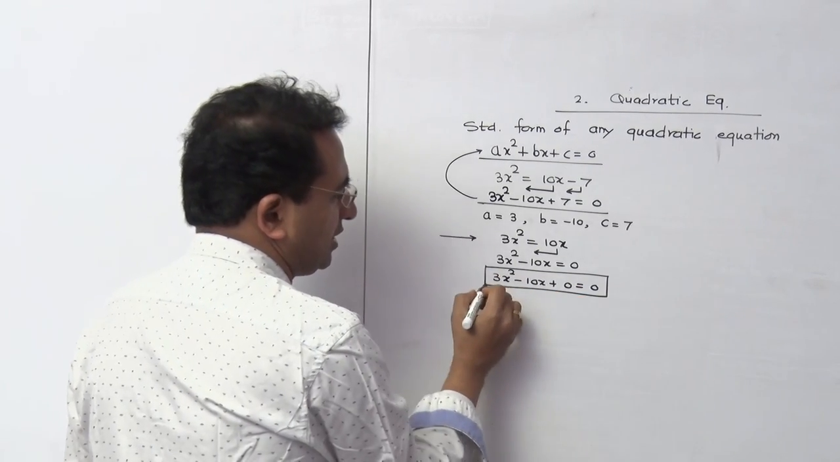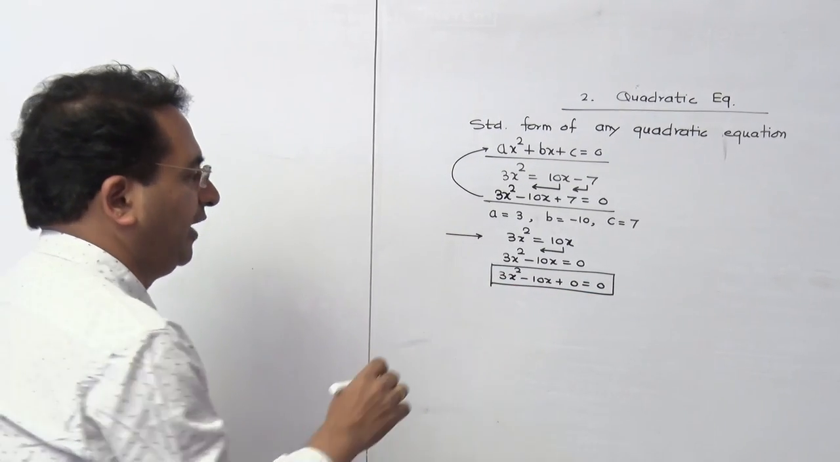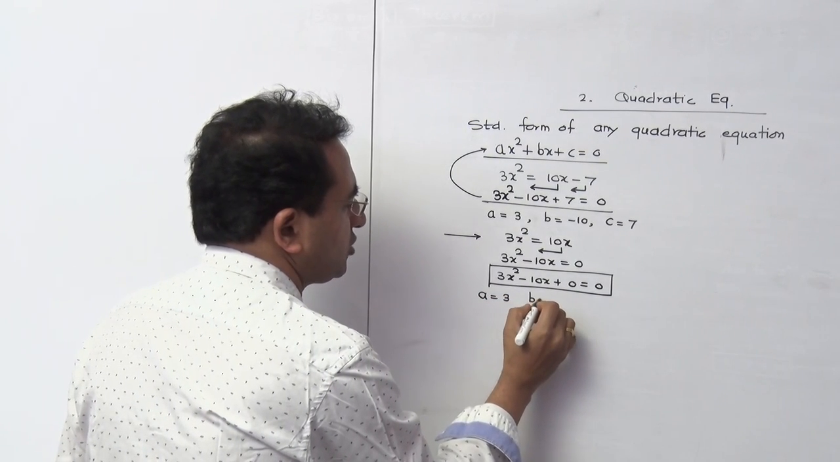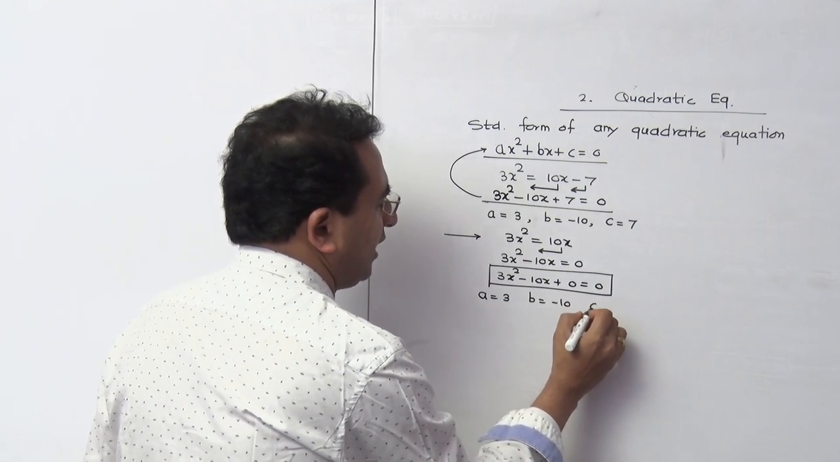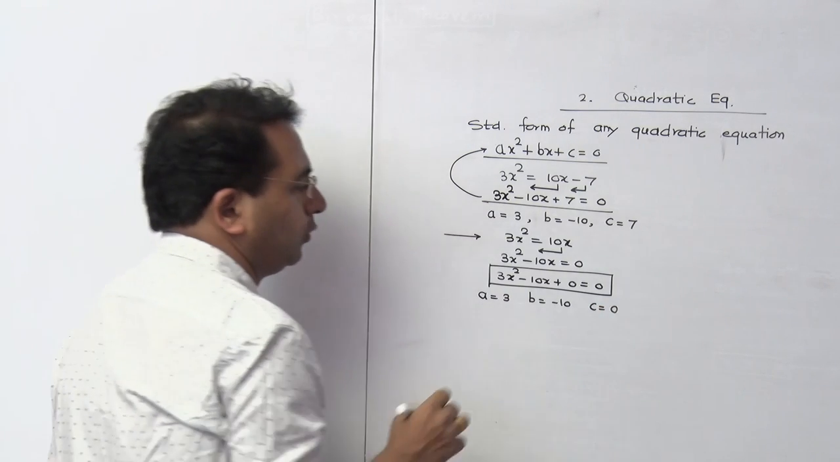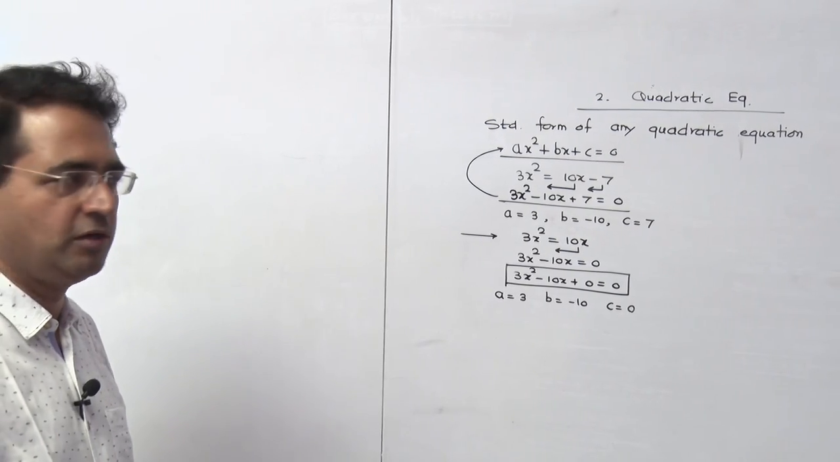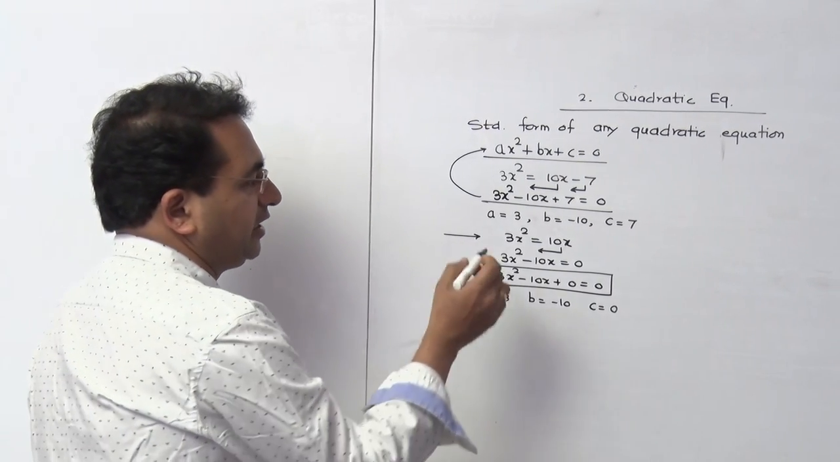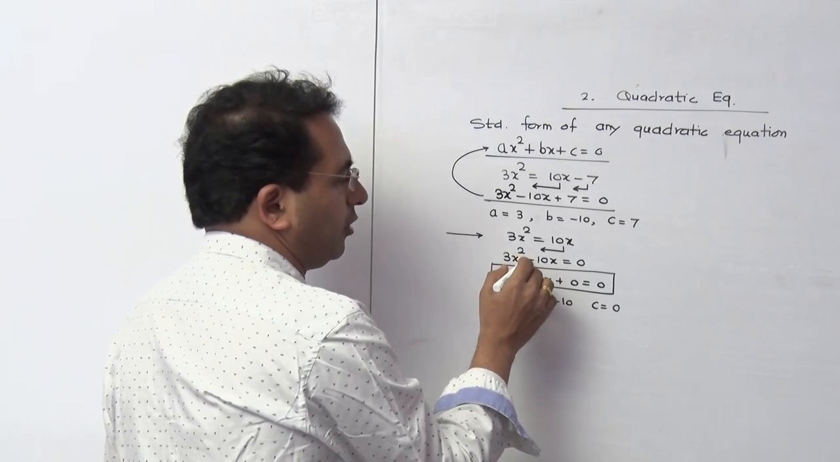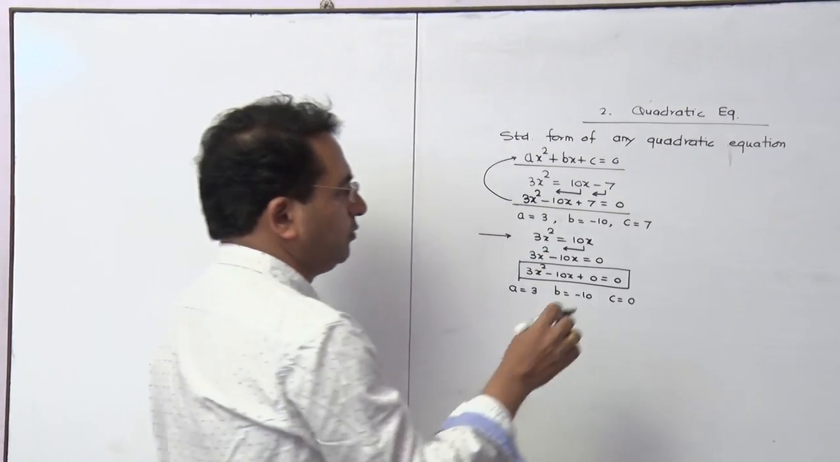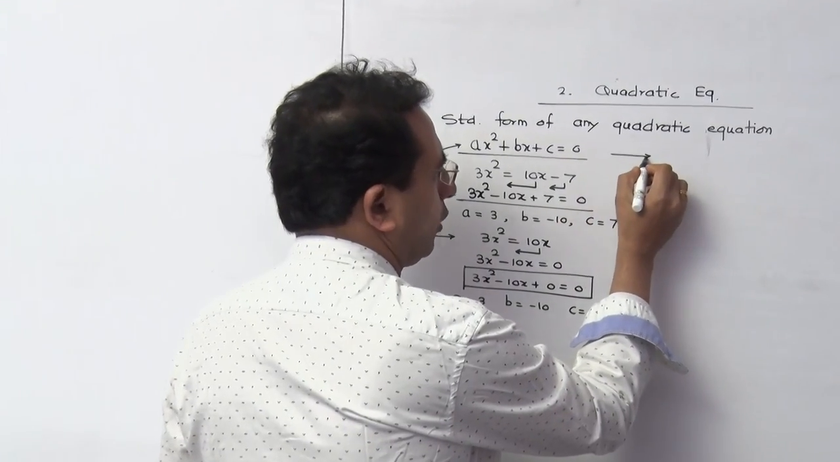So this one is called a standard form where the value of A is going to be 3, the value of B is going to be minus 10, and the value of C constant is 0. Normally they ask you the question like this in the exam for 1 mark. Write the equation in a standard form and find the values of A, B, C. There is one more format I will explain you now.